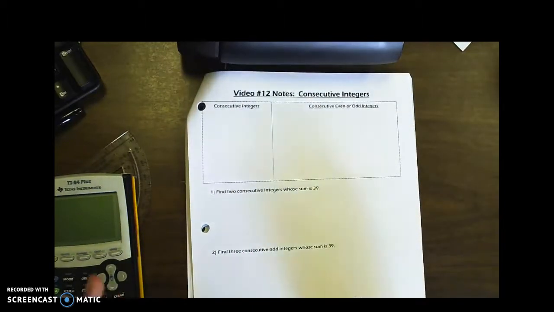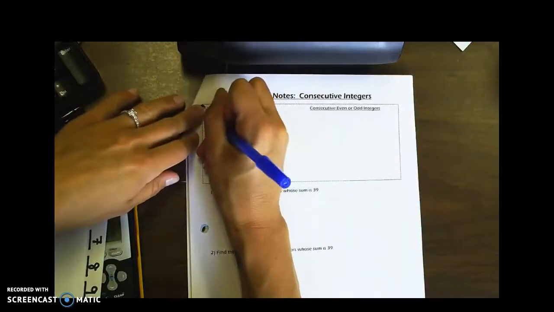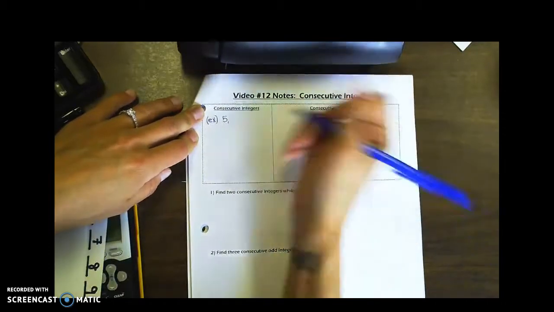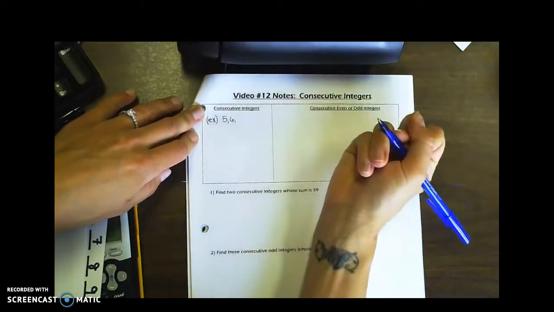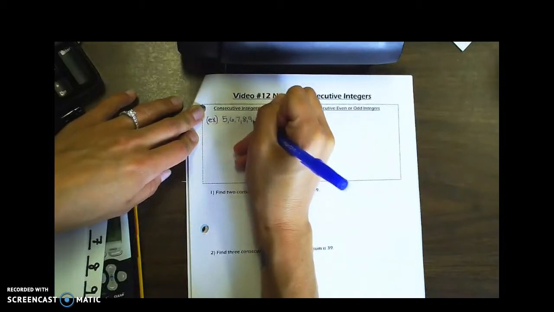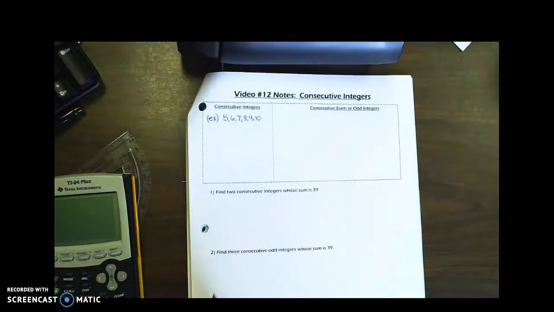All right, so let's first take a look at, well, what are consecutive integers? Consecutive integers are numbers that occur in chronological order. So numbers that are in order. For instance, if I were to start a consecutive integer, so here's my example, at 5, the next number would be 6, and the next 7, 8, 9, 10. These are consecutive integers because they are in order.